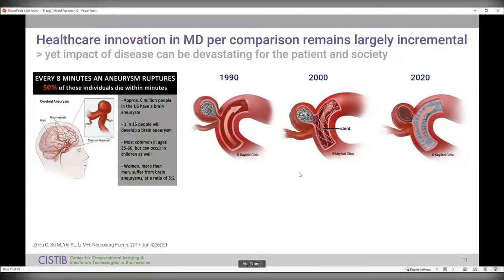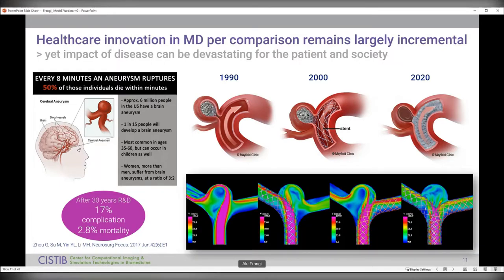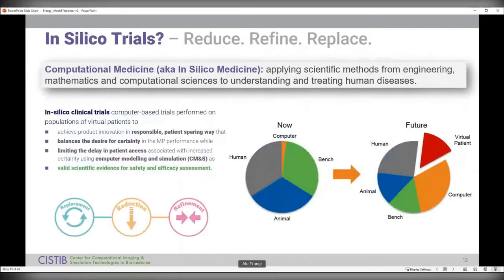So in an area that I work very closely in, which is not musculoskeletal but cardiovascular, over the last 20 years, flow diversion devices for brain aneurysms remain fundamentally a bunch of wires, and we still have a 20% complication rate and 3% mortality rate. And we could do very similar things to what we do in the automotive industry, as I explained before.